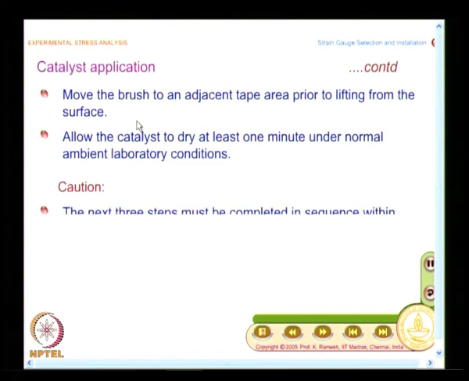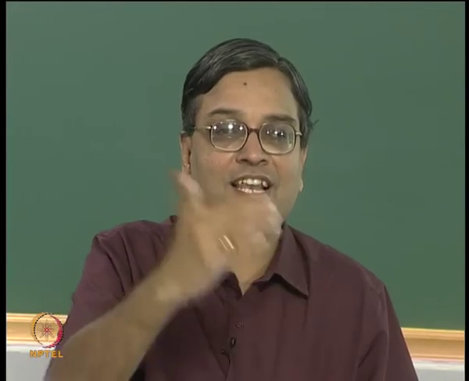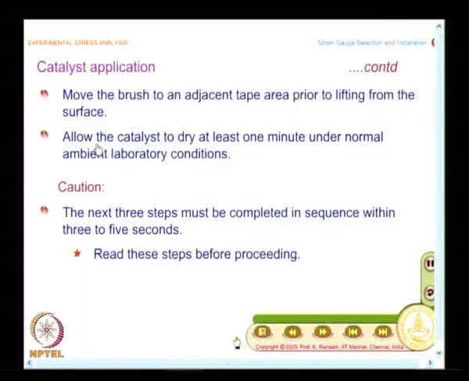See, the idea is, if you lift it earlier, a small portion may not have a catalyst, because you have ensured that the catalyst brush will have the least amount, just enough for applying on the surface. So, it asks you to go beyond that, go to the tape area and then lift it, and you should allow the catalyst to dry at least 1 minute under normal ambient laboratory conditions.